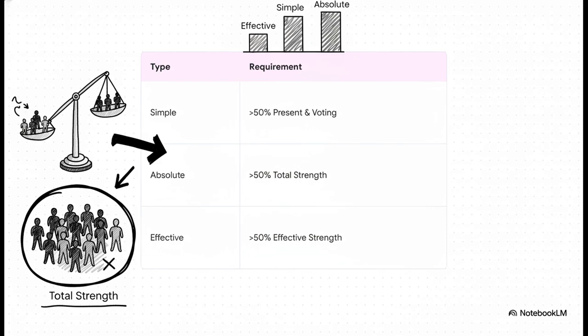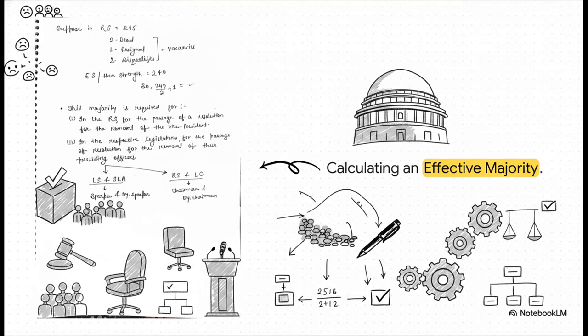Now, notice how changing the denominator here drastically changes how hard it is to actually pass something. A simple majority just means more than 50% of the members who happen to be present and voting that particular day. But an absolute majority raises the bar. It demands over 50% of the entire total membership of the House, regardless of who actually showed up. And then you have an effective majority, where you take the total strength, subtract any empty seats or vacancies, and then do the math.